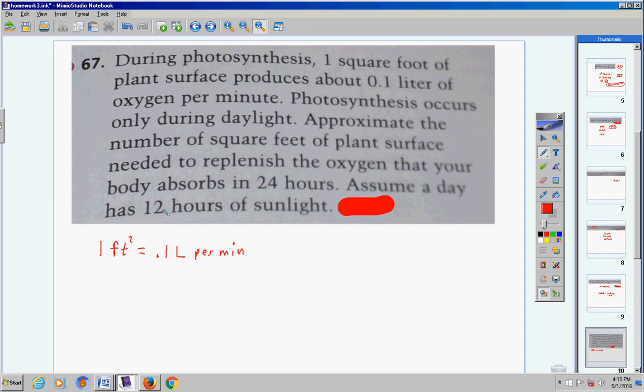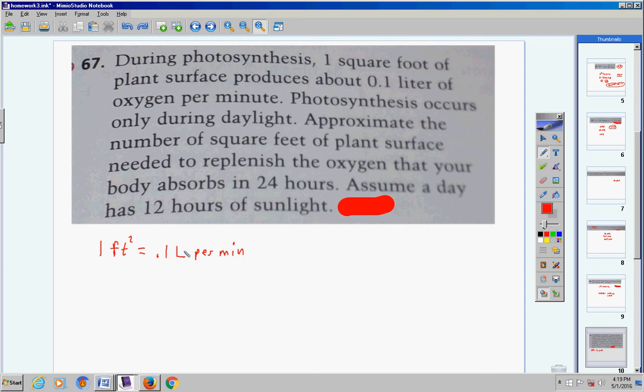Because the other 12 hours is not getting sunlight. So really, I'm going to cut this in half. Mr. Hart, why are you doing that? Well, I'm going to tell you why. Because their question is, how much plant surface do you need to replenish the oxygen your body uses in 24 hours? So you're using oxygen for 24 hours. That's twice as much as 12. Think about it, guys. Come on.